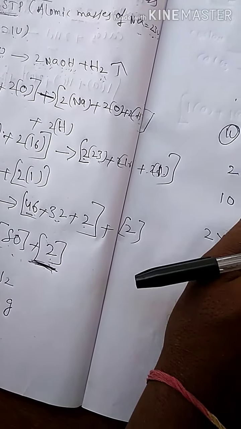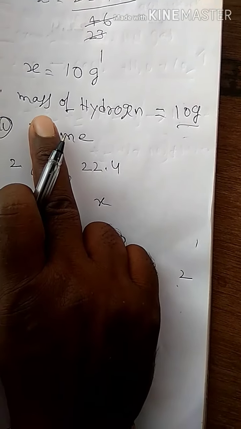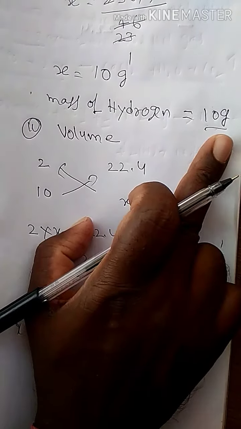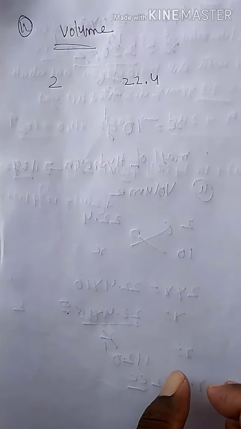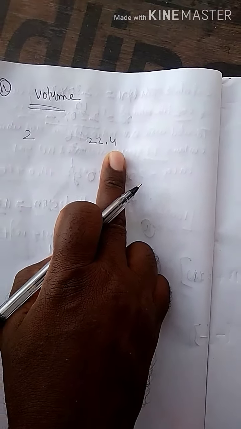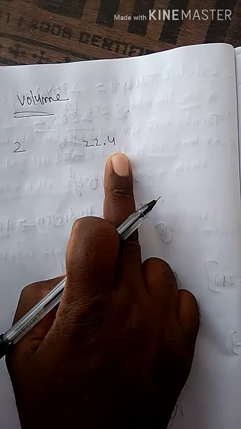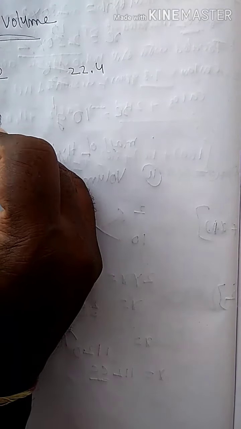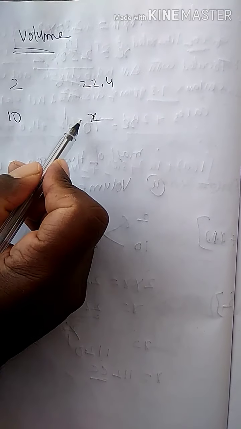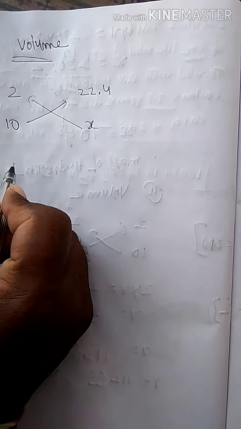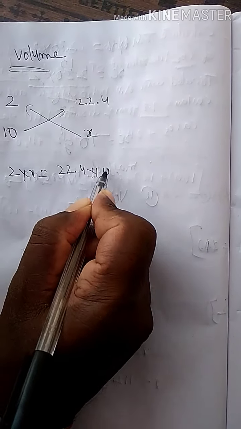And finally here you got the mass is how much? Mass is 10 grams. So the mass of the hydrogen is 10 grams. The 10 grams of hydrogen occupies how much volume? This is the question. So 2 grams occupies 22.4 liters. So 10 grams of hydrogen occupies how much volume? You can take 10 here. The second time the volume you don't know, put it as X. You can go for the cross multiplication. 2 into X is equal to 22.4 into 10.